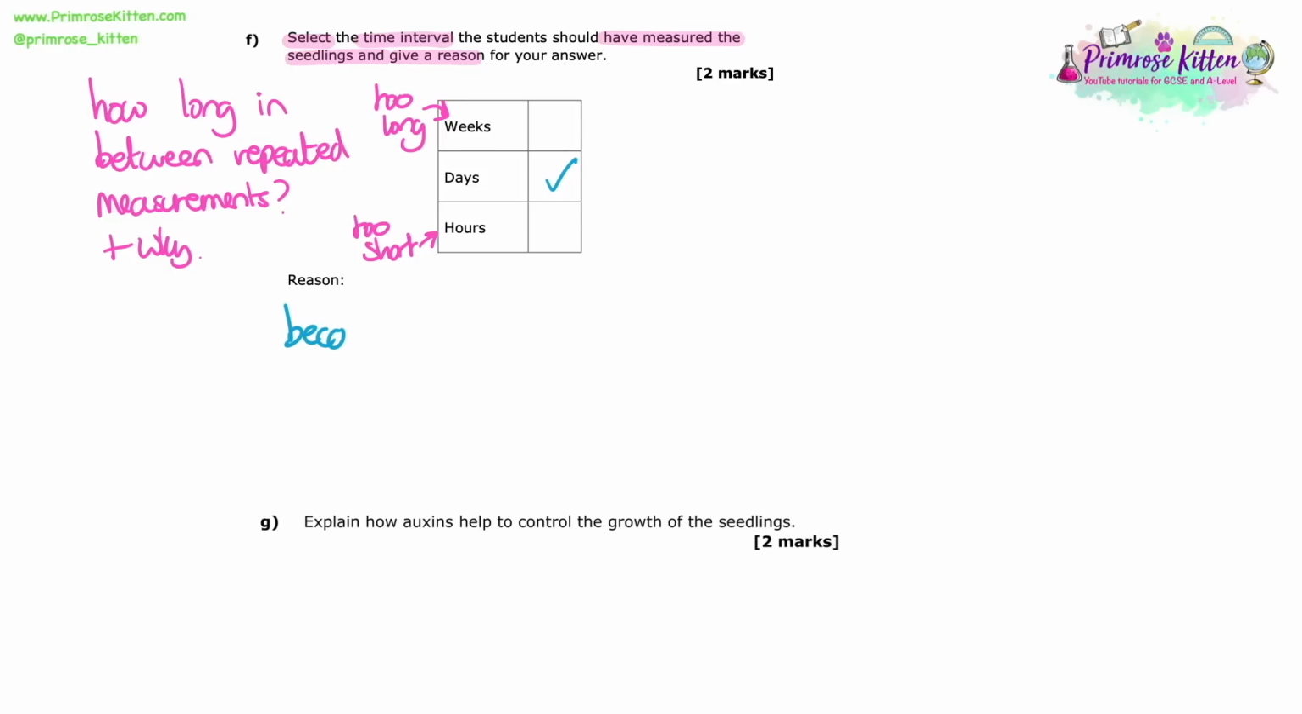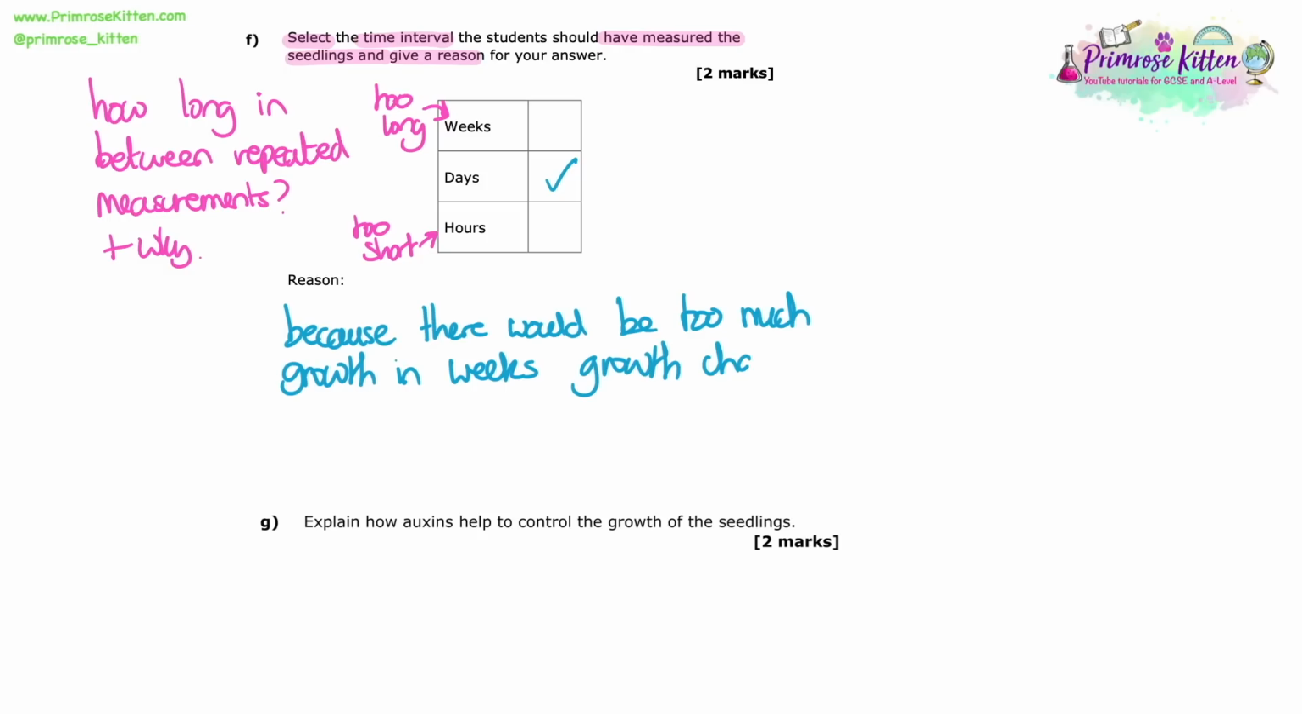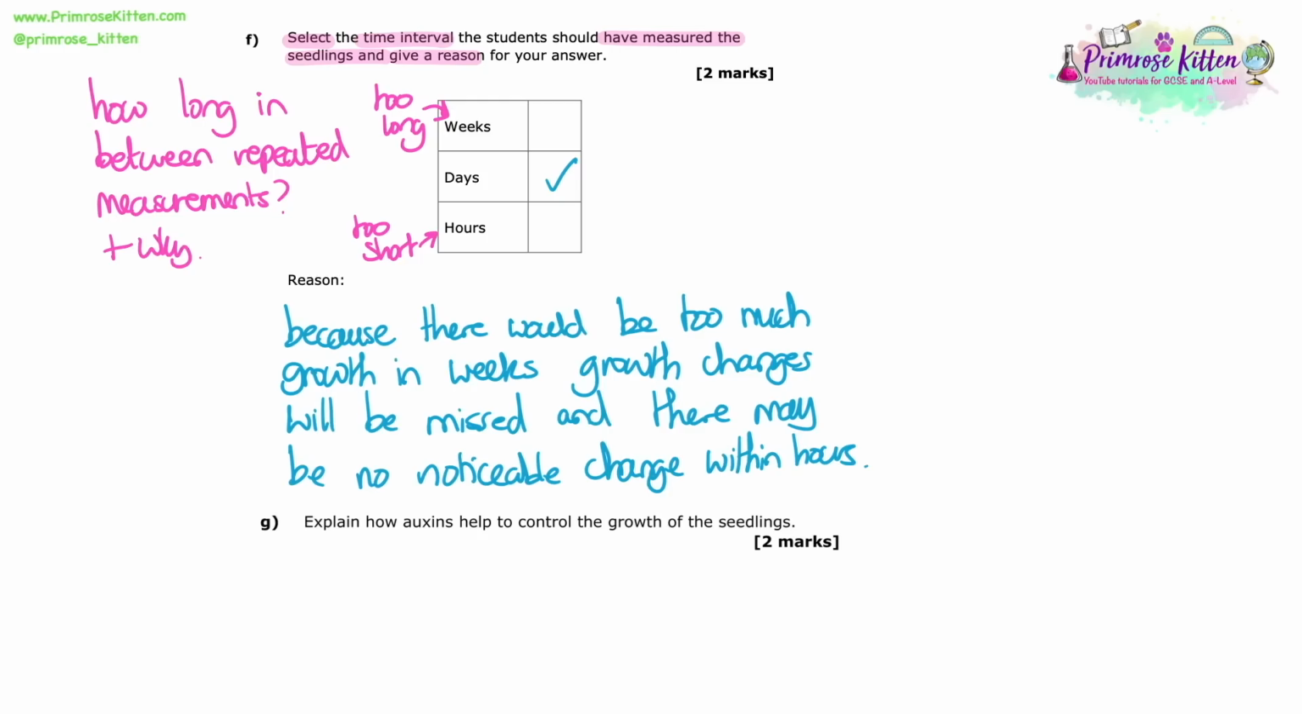This is a bit like Goldilocks here. Not too hot, not too cold, just right in the middle. So too long would have been weeks, too short would have been hours. You wouldn't have seen a change in growth from hour to hour. But days, there would be changes within days that would be measurable, and it wouldn't be too long and there wouldn't be too much growth happening. So that's our reasoning. So because there'd be too much growth in a week or in weeks, and there'd be no noticeable change within hours.